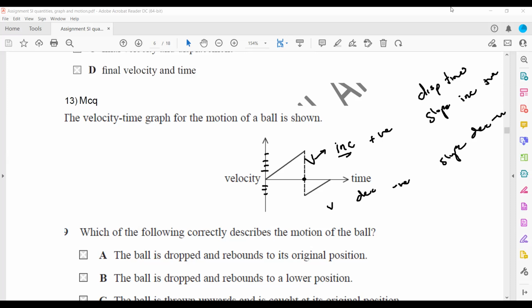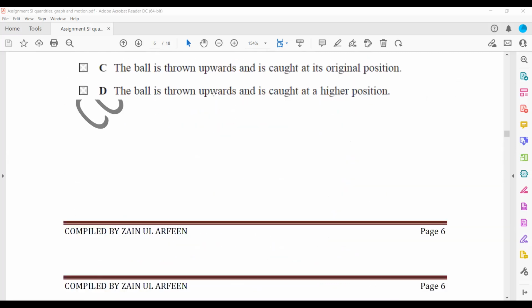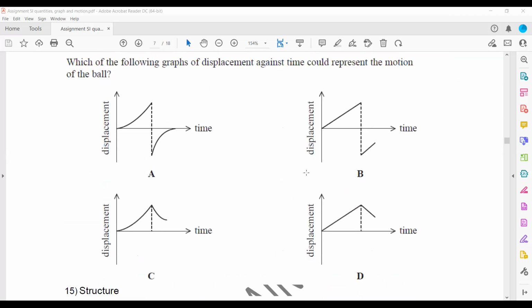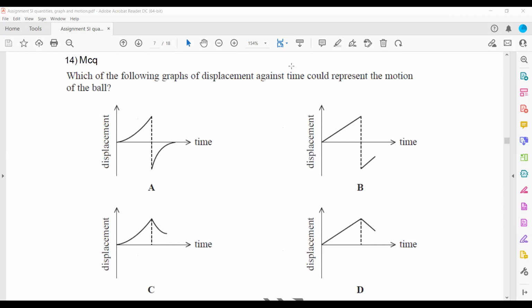So we have to check which one the slope is positive and increasing, and then the slope is negative and decreasing. So we want to check the displacement time graph for which the first part, the slope is positive. That is one thing, the value of the slope is positive and it is increasing. And the second part of the graph, the slope is negative and it is decreasing.